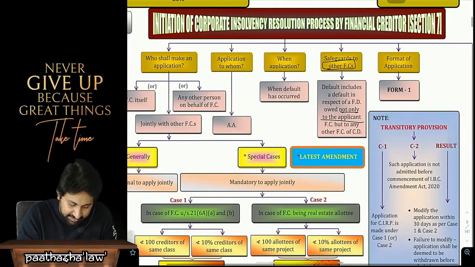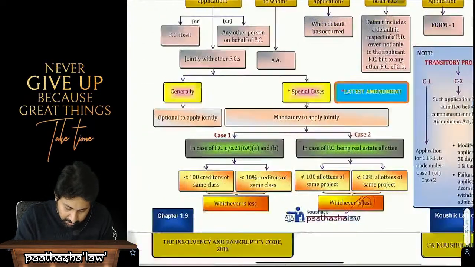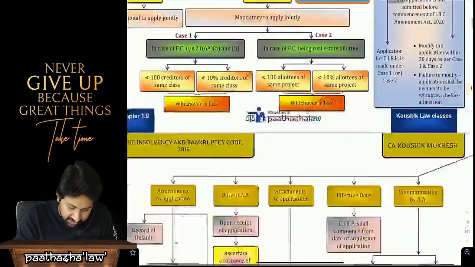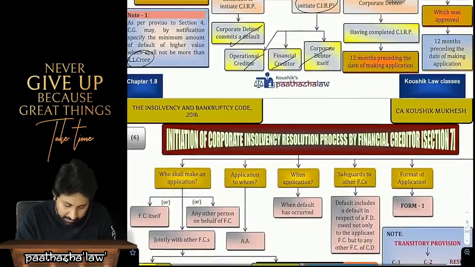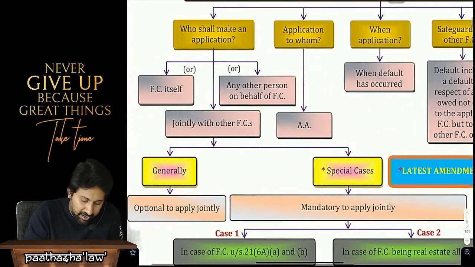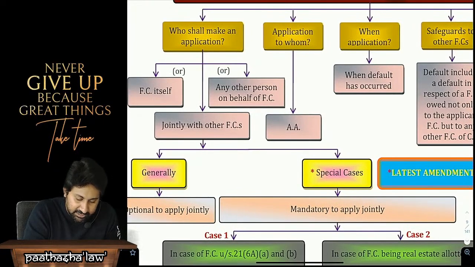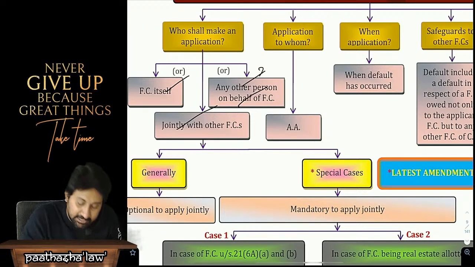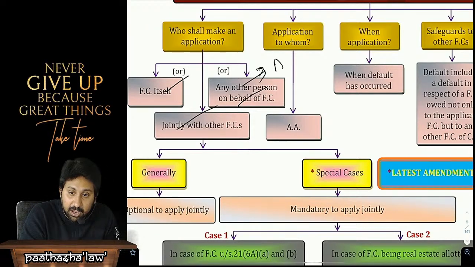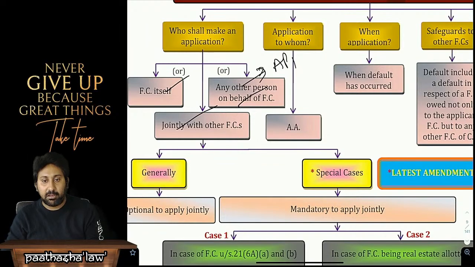Section 7. Important. At least now you would have recognized the importance of section 7. Okay, let me come back. Who can make an application? A financial creditor itself, or jointly with others, or any other person on its behalf. Any other person on behalf. Remember this. I am writing AR1 here. What is this AR1?